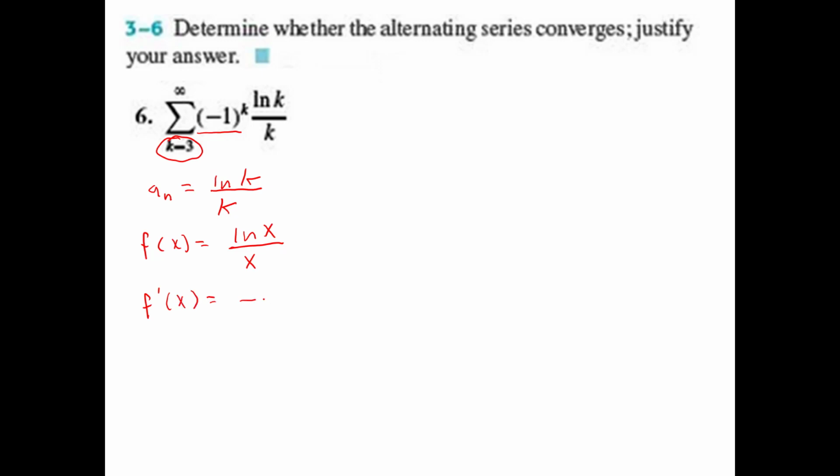This is a quotient, so we'll use the quotient rule. The derivative of the numerator is 1 over x times the bottom left alone, x, minus, take the derivative of the denominator, 1 times the natural log of x. And in the denominator, we get x squared, right? And so notice that the denominator is always positive, and so for this function, the x has to be bigger than 0, right?